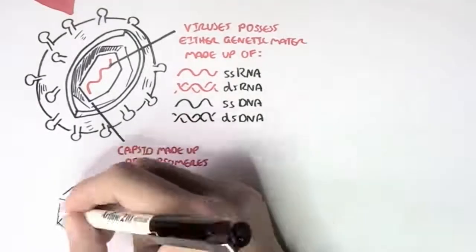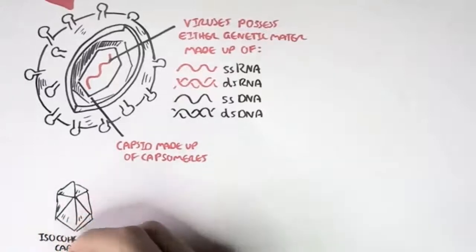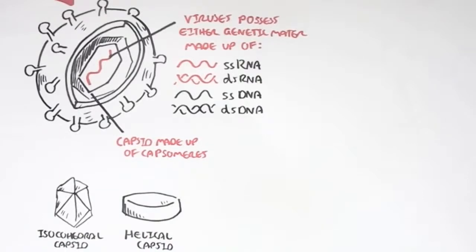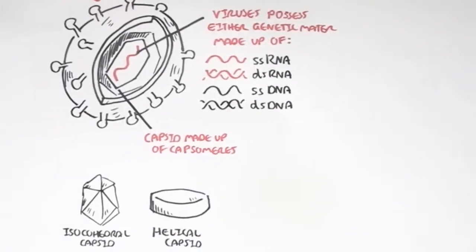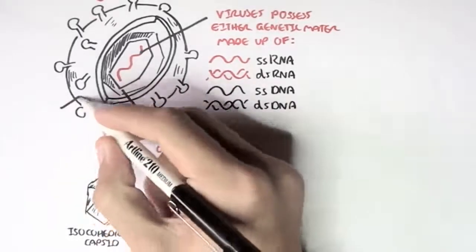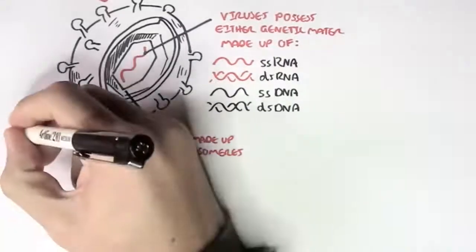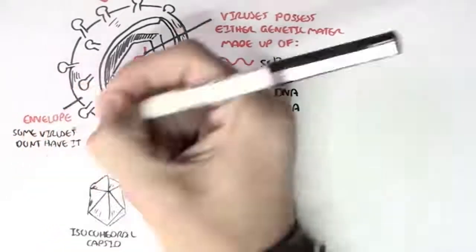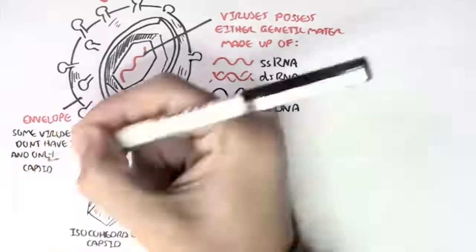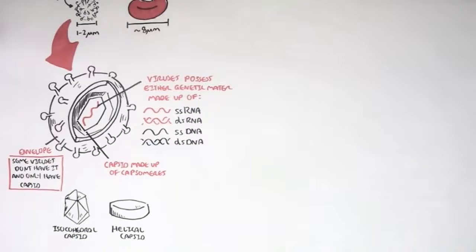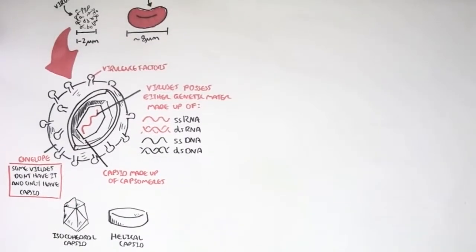The capsid, which contains the genetic material of the virus, can be either an icosahedral shape or a helical shape. Some viruses also have an envelope, usually consisting of a lipid bilayer that carries the capsid and the genetic material. But again, some viruses don't have it, and they only have the capsid itself. Viruses also can have virulence factors, such as certain receptors that allow the virus to target certain types of cells.